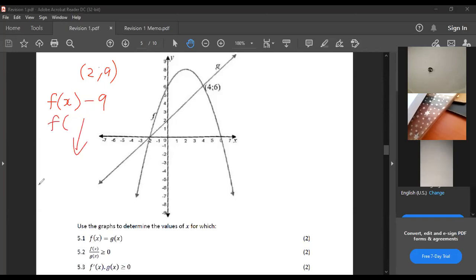But f of x minus 9 inside the bracket means the graph is moving 9 units to the left, horizontally. If it's inside the bracket, it's horizontal. If it's outside the bracket, it's vertical.